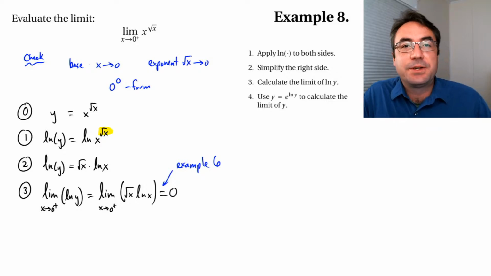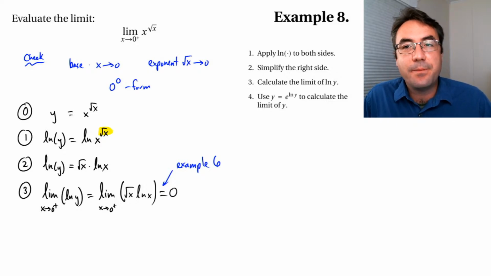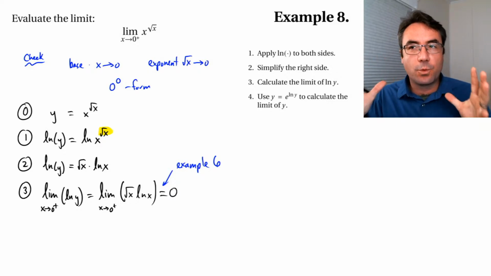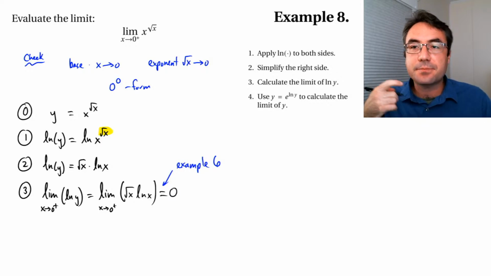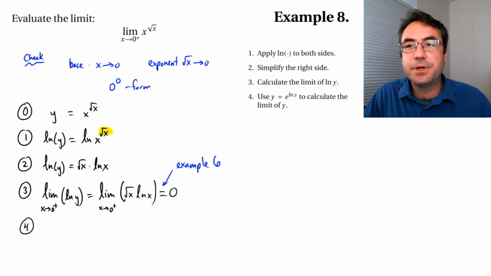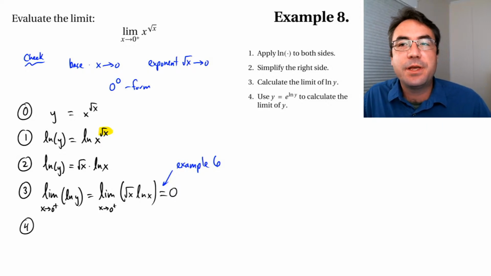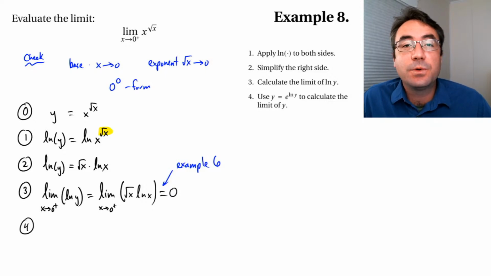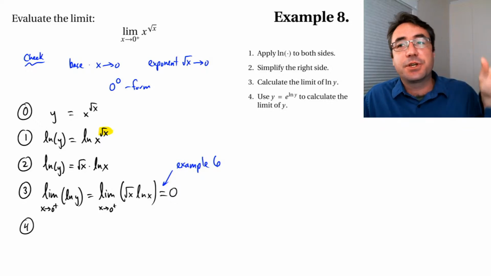So that's where L'Hopital's rule comes in, and that's where the main portion of your work is going to be. Then once you actually have that limit, we just want to convert back. We're going to use the property that y is equal to e raised to the natural log of y, and again, that's because e and natural log cancel. So that's going to allow us to convert back.